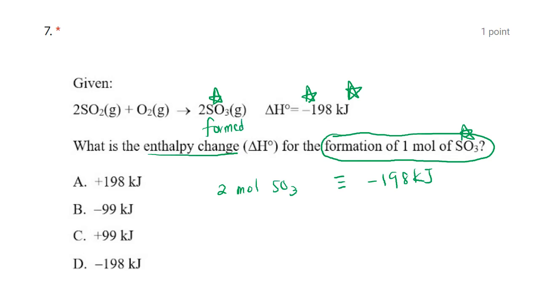Okay, then next one is how about if 1 mole of SO3? So from here we can use the crossover multiplication. Press the calculator: negative 198 kilojoules divided by 2 is equal to negative 99 kilojoules, which the answer is B.